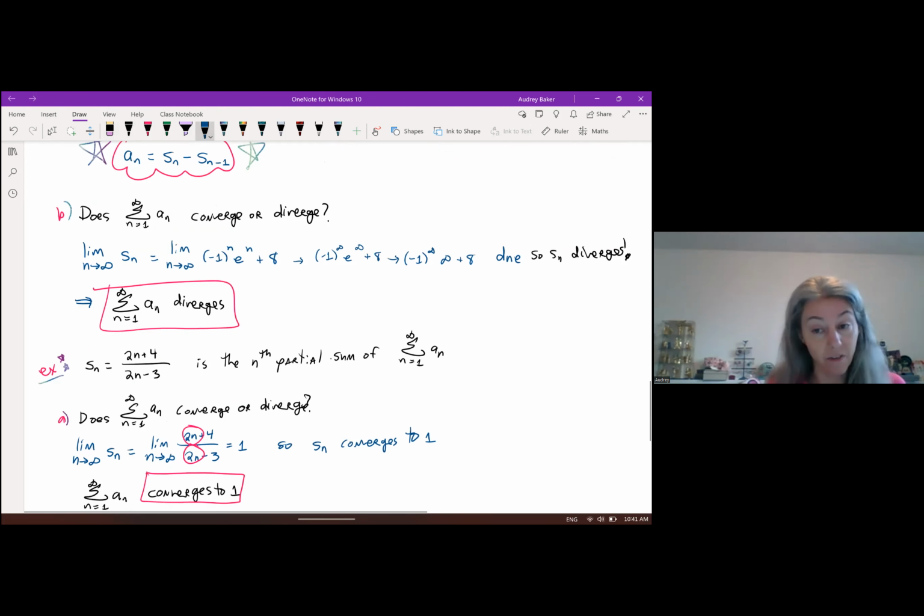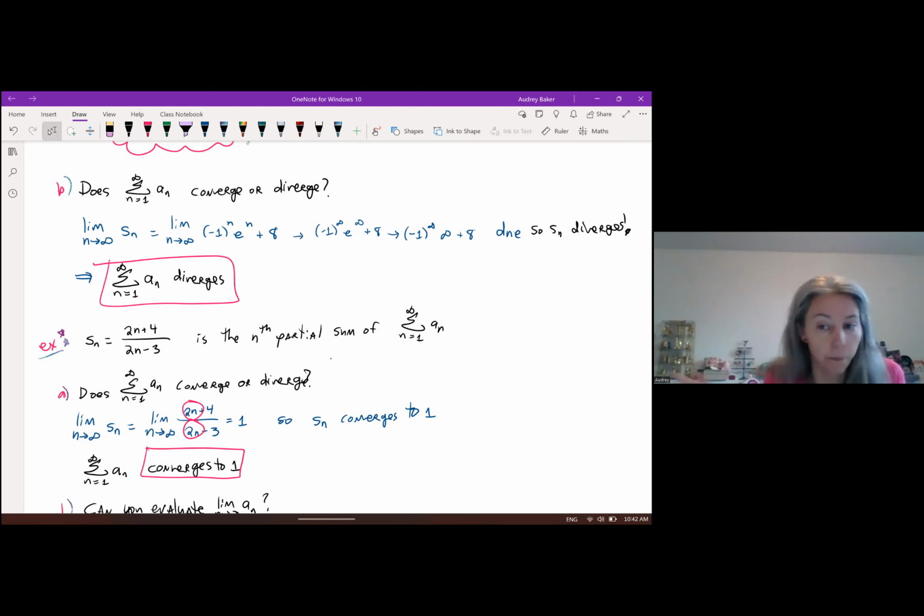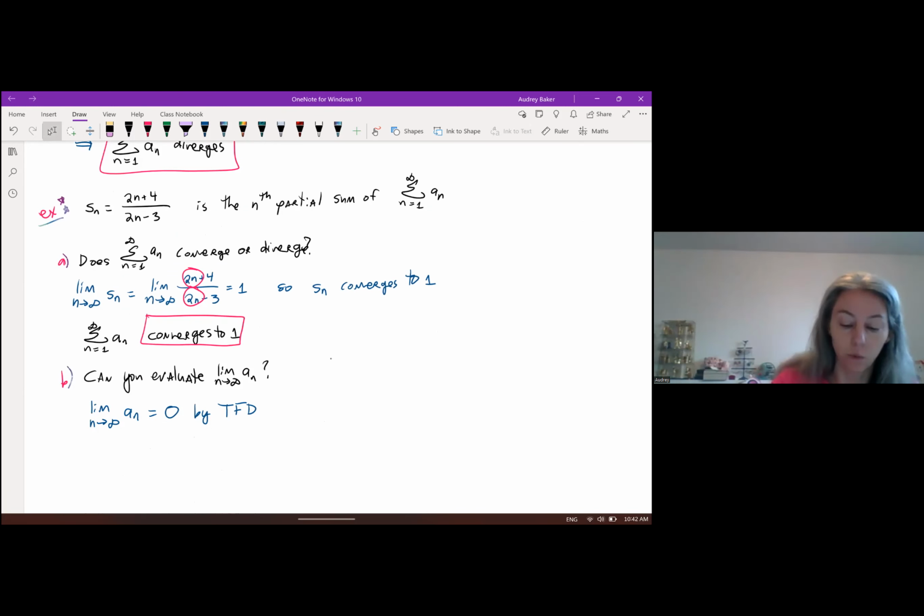Up here where it diverged, I couldn't actually say anything. Diverges means it could be 0, it could be not 0. But converges means hands down that limit is equal to 0. So this is equal to 0 by the test for divergence.